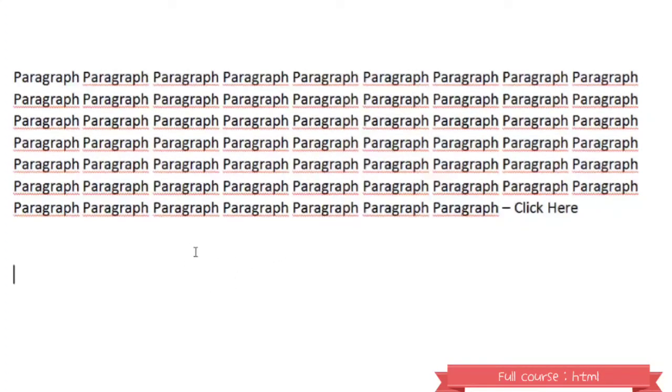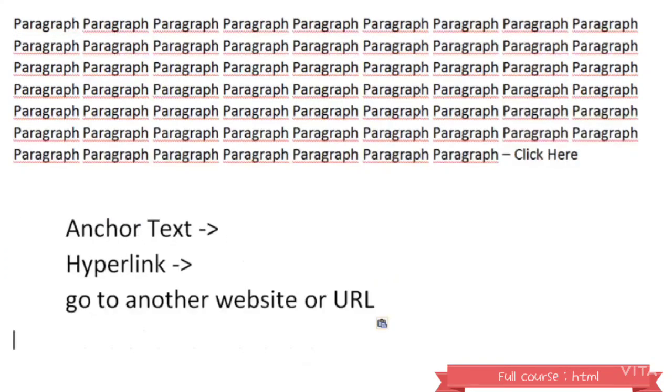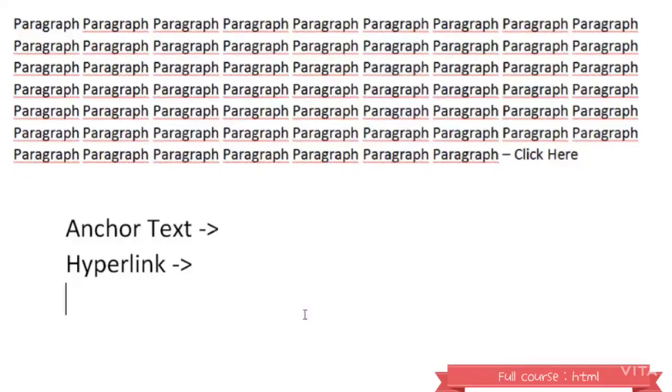To break things down, this is essentially what it looks like. You need the anchor text, right? Which is going to be the text that you highlight. And then the hyperlink is going to be the link that you're going to link them to. And then this is merely just the action. So when they read the anchor text and click on the hyperlink, they go to another website or URL. So that's how the process works.